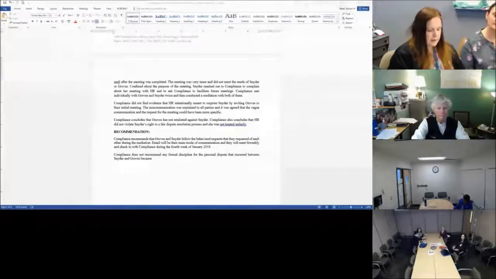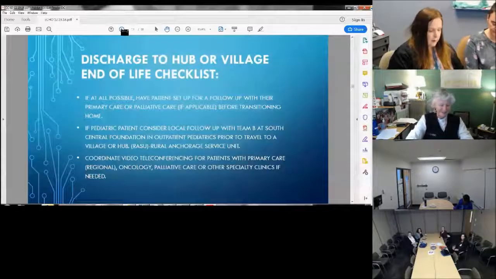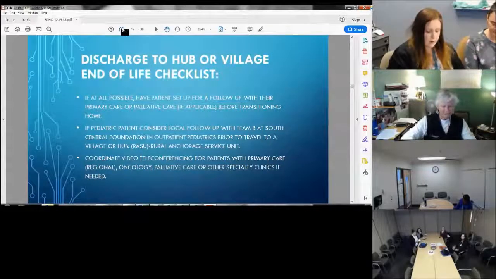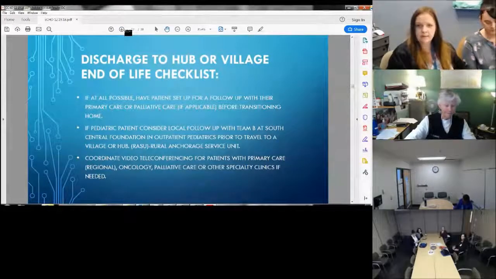Another consideration is if they're a pediatric patient, we like to consider local follow-up with Team B at South Central Foundation in outpatient pediatrics prior to travel to a village or hub, and that's the RASU, Rural Anchorage Service Unit. We also like to coordinate video teleconferencing for patients with their primary care, oncology, palliative care, or other specialty clinics if needed.